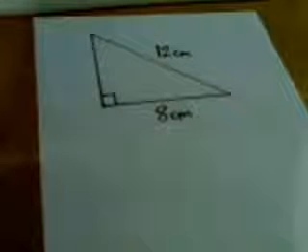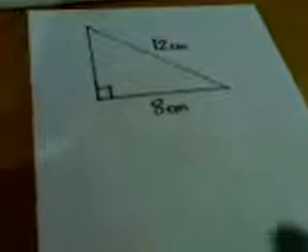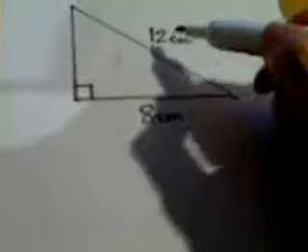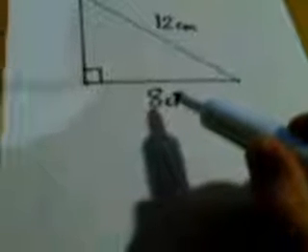In this video, I'm going to show you how to use Pythagoras' Theorem to find one of the shorter sides of a right-angled triangle. So in our diagram, I've been given the length of the hypotenuse, which is 12 centimeters, and the length of one of the shorter sides, which is 8 centimeters. Once again, to remind you, the hypotenuse is always opposite the right angle.